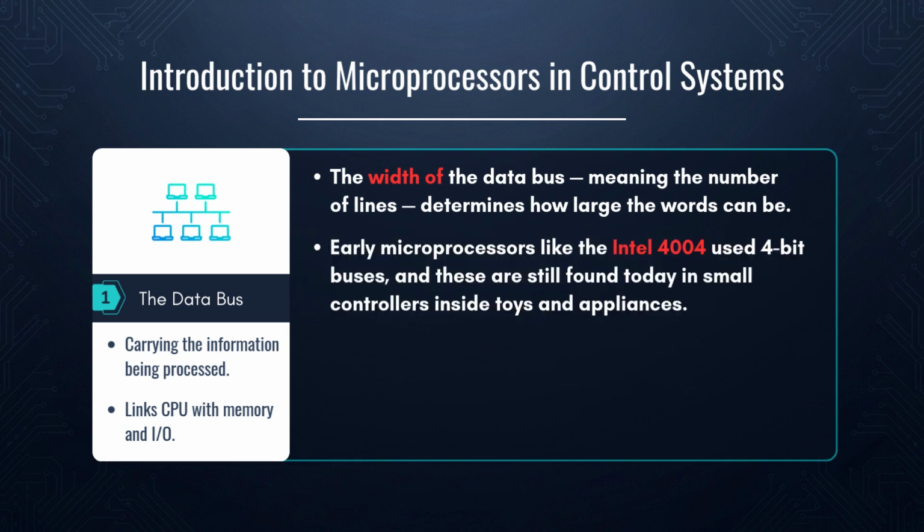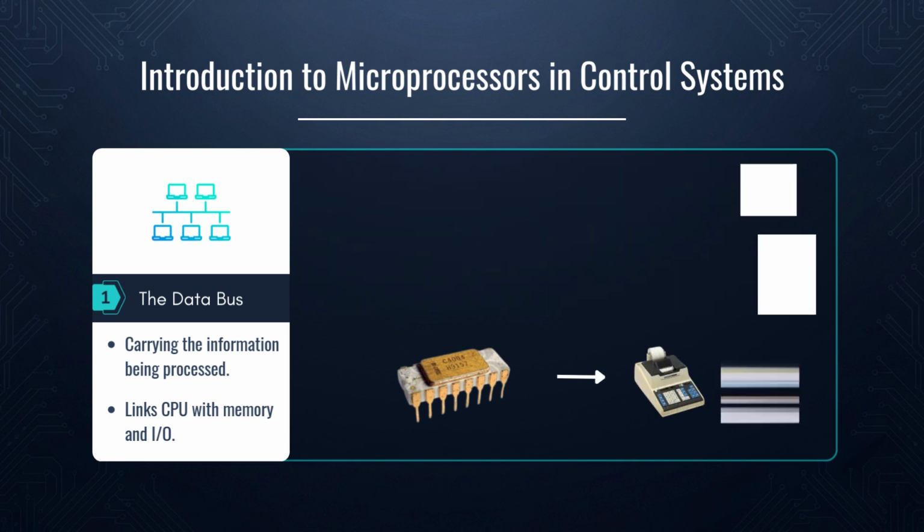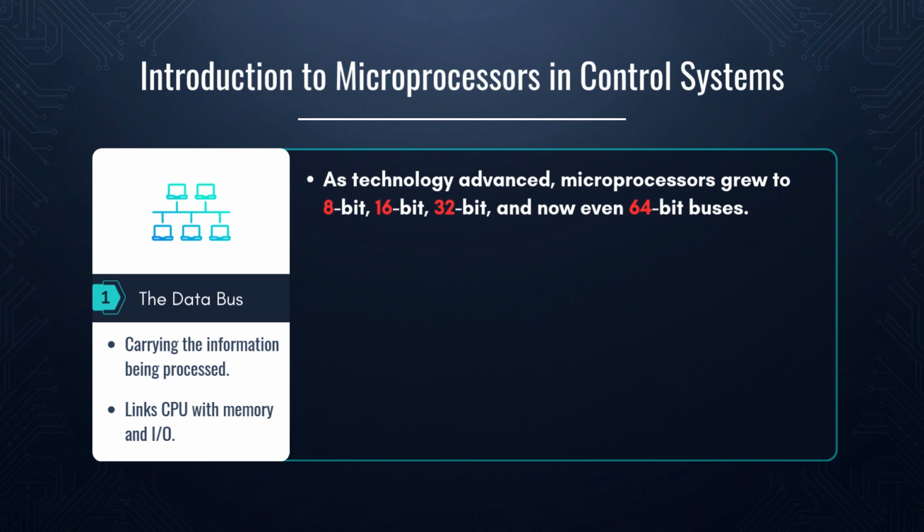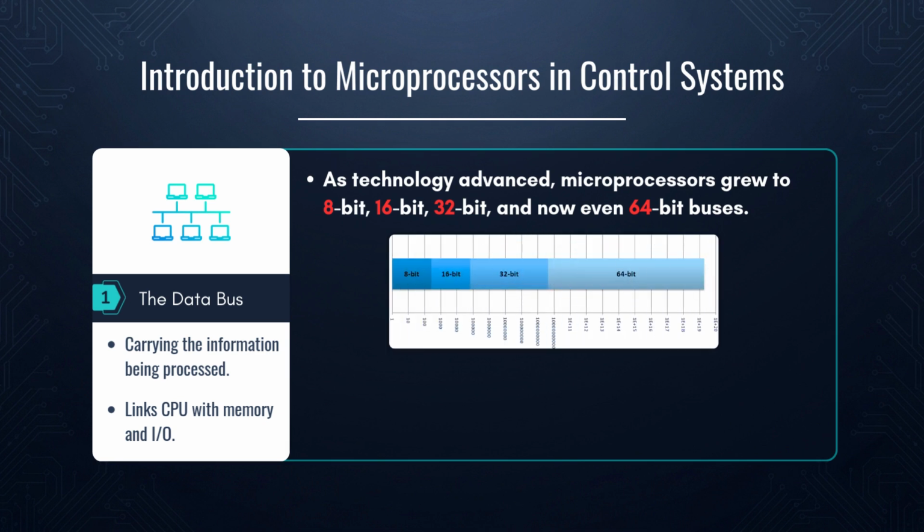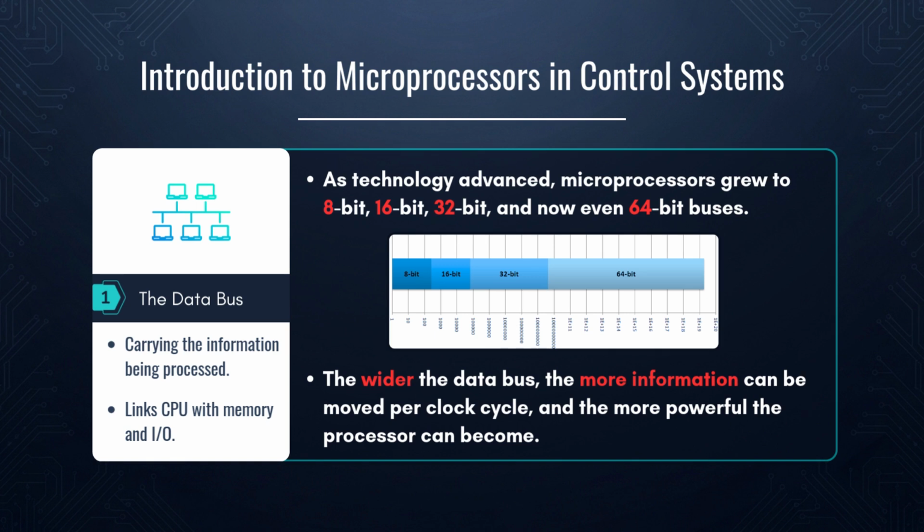Early microprocessors like the Intel 4004 used 4-bit buses, and these are still found today in small controllers inside toys and appliances. As technology advanced, microprocessors grew to 8-bit, 16-bit, 32-bit, and now even 64-bit buses. The wider the data bus, the more information can be moved per clock cycle, and the more powerful the processor can become.